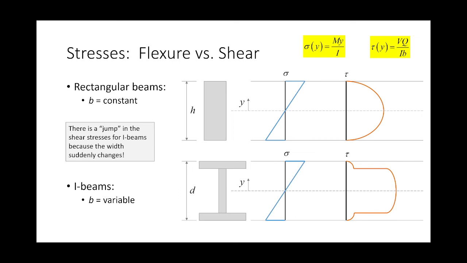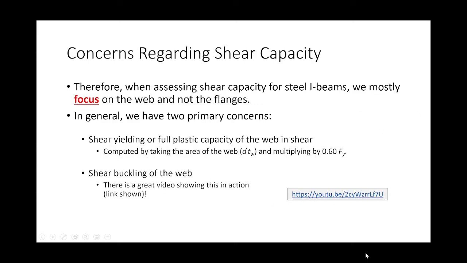Now, the formula for computing that is VQ over IB, and what's really interesting about this formula is the denominator, B. B is the width of the beam. When you're looking at I-beams, you have a sudden change in width, and the width suddenly gets smaller. So if the width suddenly gets smaller, the stress suddenly jumps up. What you find in I-beams is there's a boatload of stress right there in the web. So what do we do as engineers? Typically, when we design, we only focus on the web in shear.